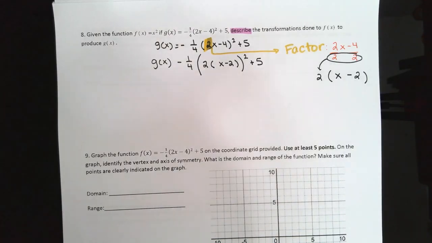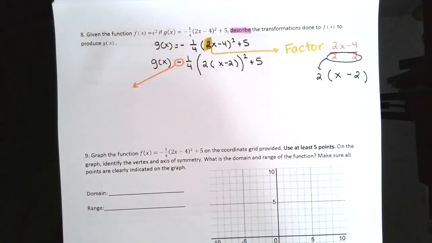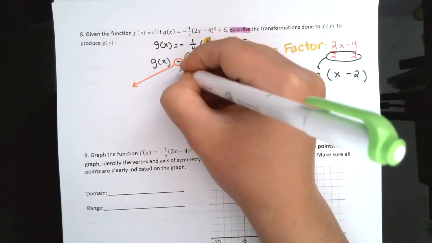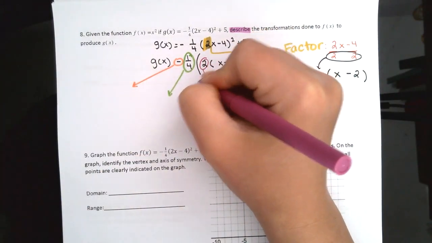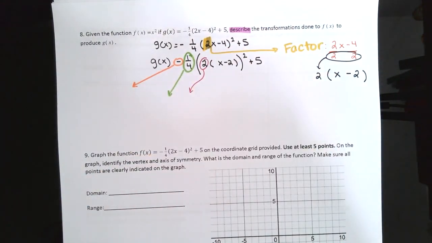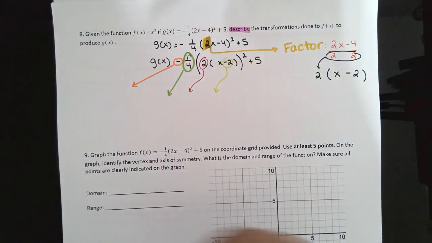Let's see what we need to describe. I do see a negative out in front, which is not attached to this 1/4, which then we have a b value of 2, which then we have an h value here and a k value here.